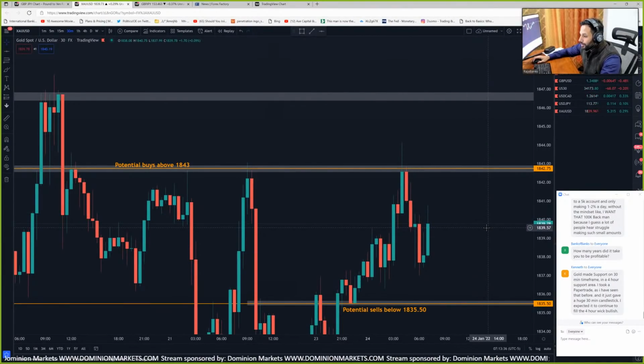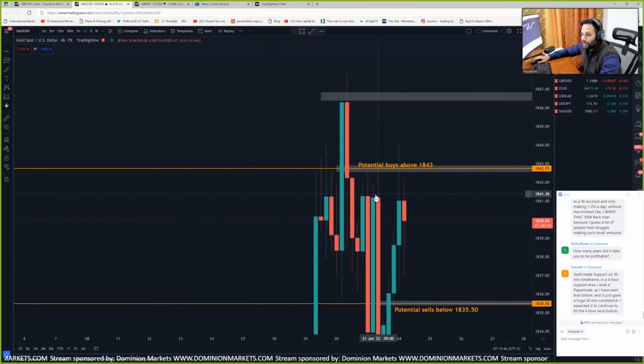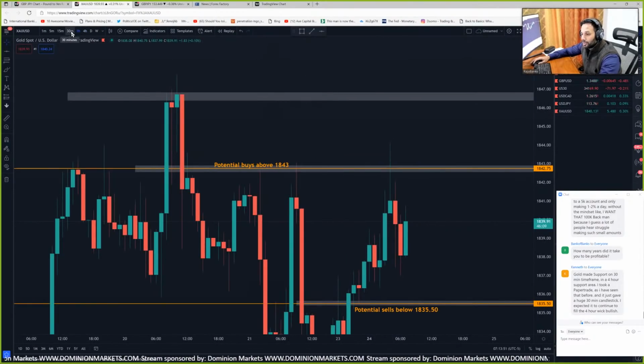Gold may support on the 30-minute time frame, 4-hour support area. I took a pip trade. I've seen that before. It gave me a huge 30-minute candlestick, and you want it to continue to fill the 4-hour wick. Yeah, the 4-hour wick is above this area, and this 4-hour candle is about to close. To fill the 4-hour wick, we need to break above, so yeah, we'll see.